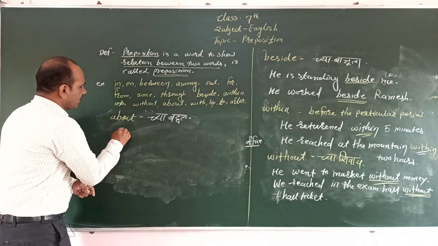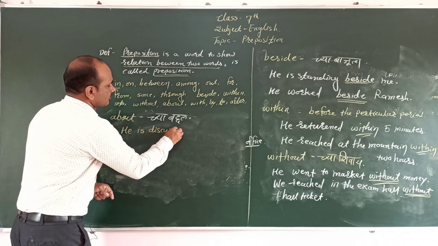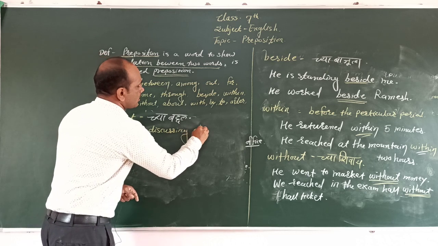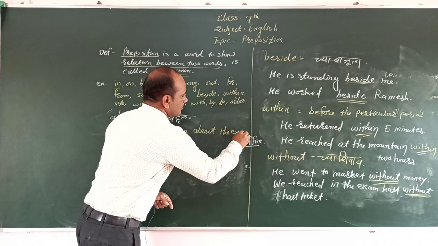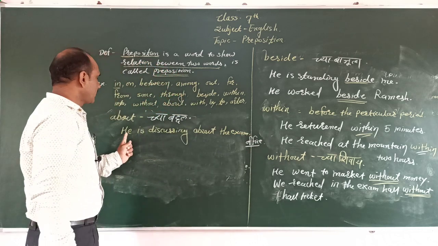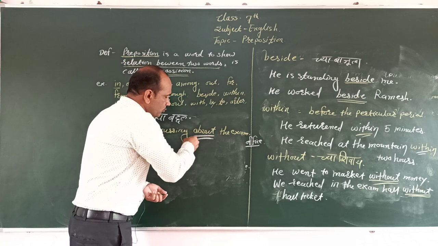For example, he is discussing about the exam. One example we write here: he is discussing about the exam. Means we write here preposition about.